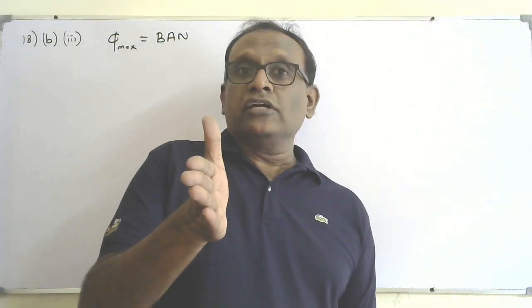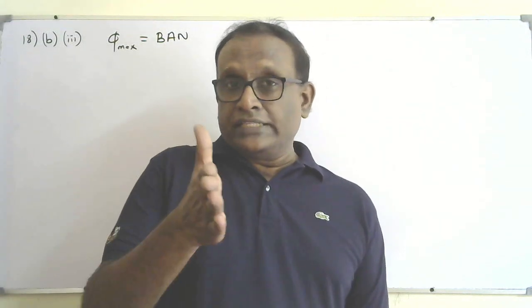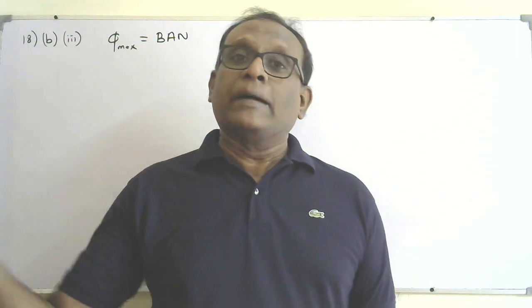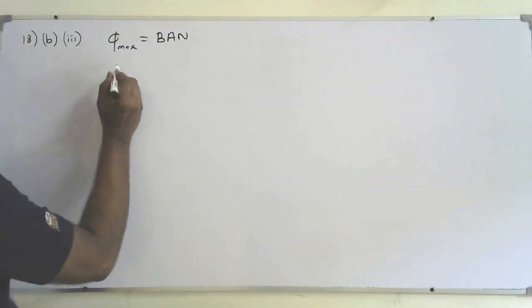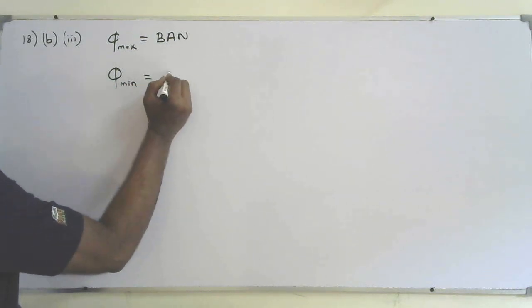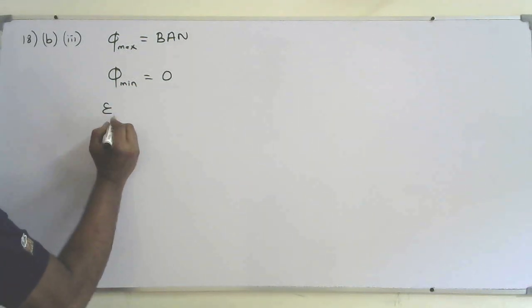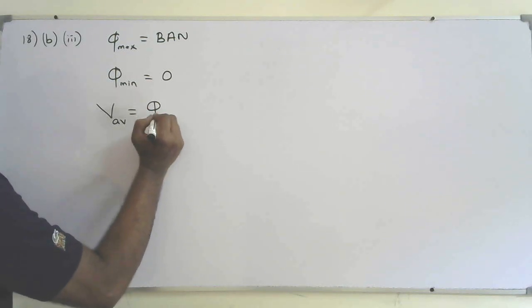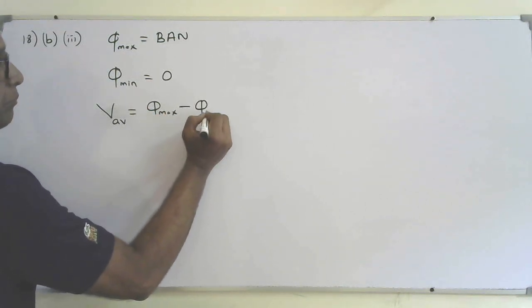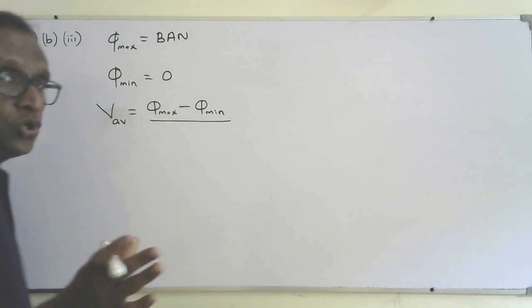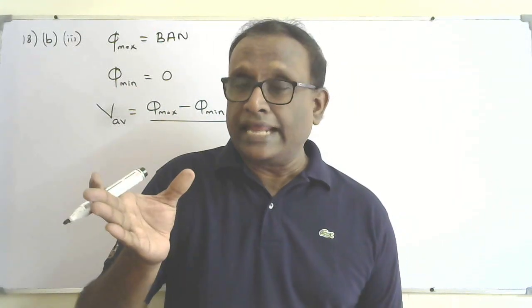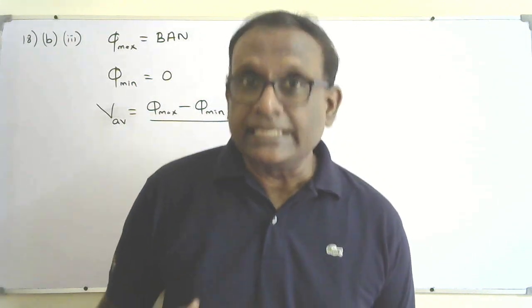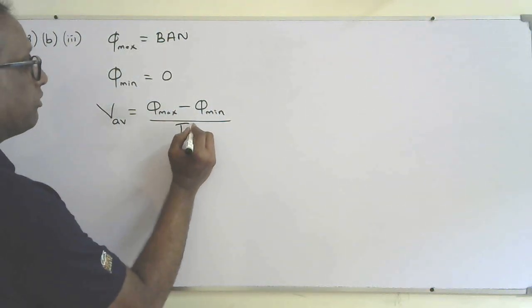From that position, when the coil rotates through 90 degrees, that means when the coil takes 1/4 of the period to rotate, the plane of the coil will become parallel to the field line. So the flux linkage will be minimum, equal to 0. So average induced EMF, V average, is equal to phi max minus phi minimum over time taken. This happens from maximum to 0 when the coil rotates through 90 degrees, 1/4 of a full rotation. That means the time is 1/4 of the period, T by 4.